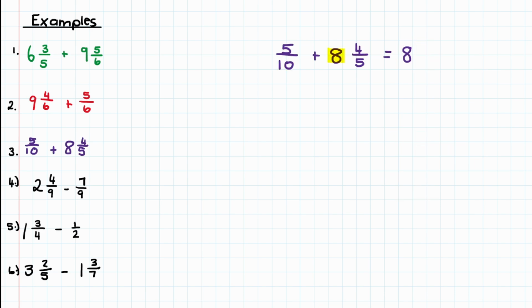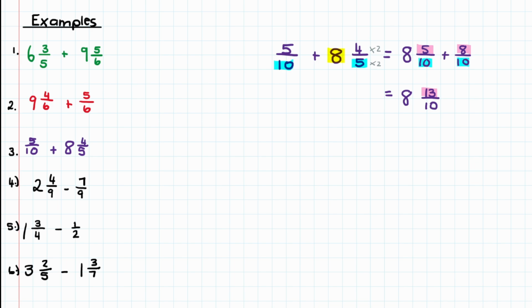Question 3. I have 8 as my whole number, and I have nothing else to add, so I'm going to focus on making my denominators the same. I can turn a 5 into a 10 by multiplying by 2, and what I do to the bottom, I do to the top, so that gives me 8 and 5/10 plus 8 over 10.